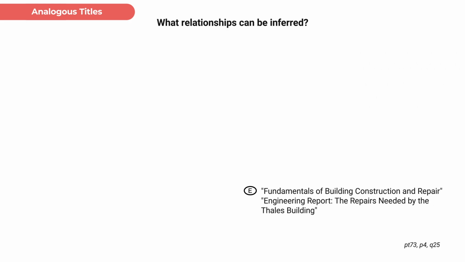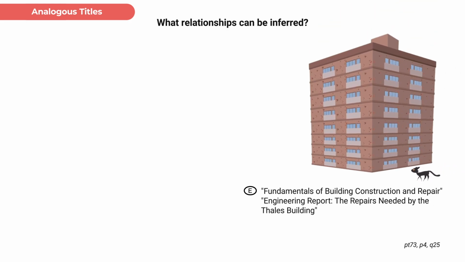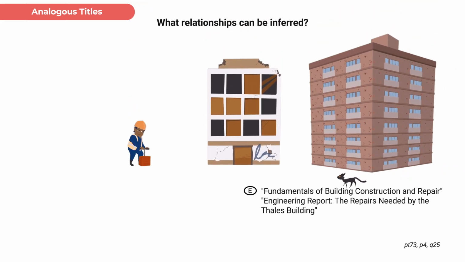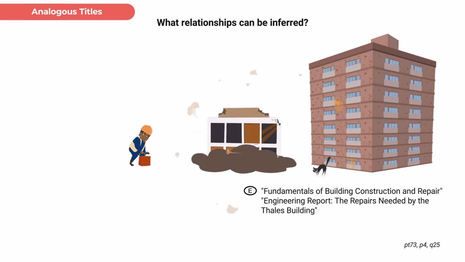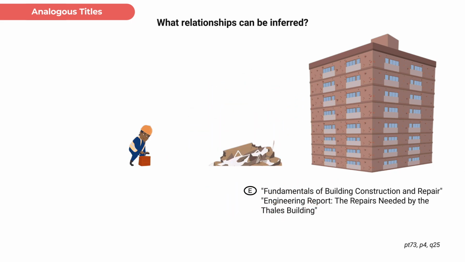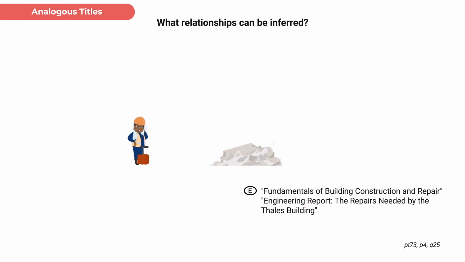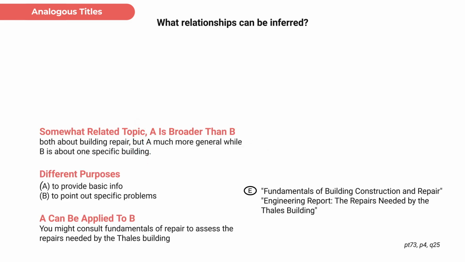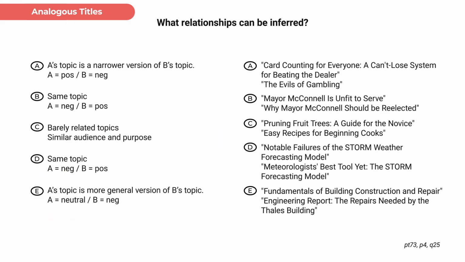With E, we can tell there's some topic overlap because they are both talking about building repair, but passage A feels way broader. The fundamentals of building repair versus this specific engineering report on one specific building. So E looks like a great example of a pair of passages where one of them's general, one of them's specific. You could apply passage A to passage B. Here they are as an aggregate set.